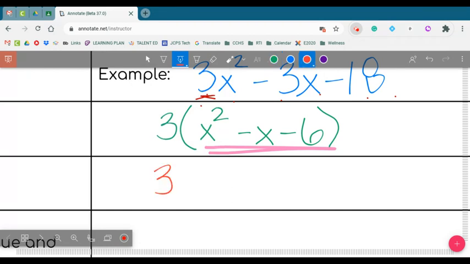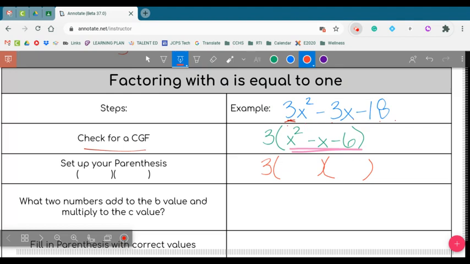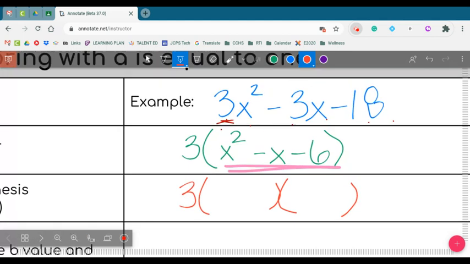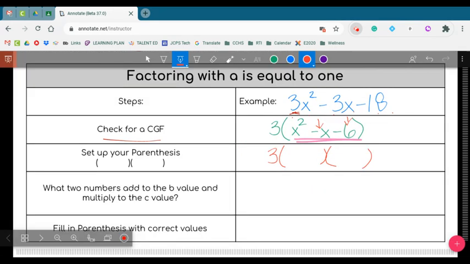So I'm going to have 3, and then I'm going to get 2 sets of parentheses from the x squared minus x minus 6. So how do I do that? And this kind of goes back to our warm-up. What 2 numbers added together get our b value? So our b value is going to be the number in front of the x. And then multiplied together get our c value, which is our number on the end.